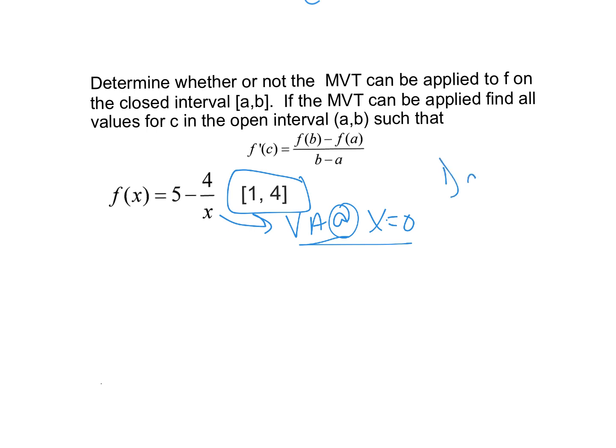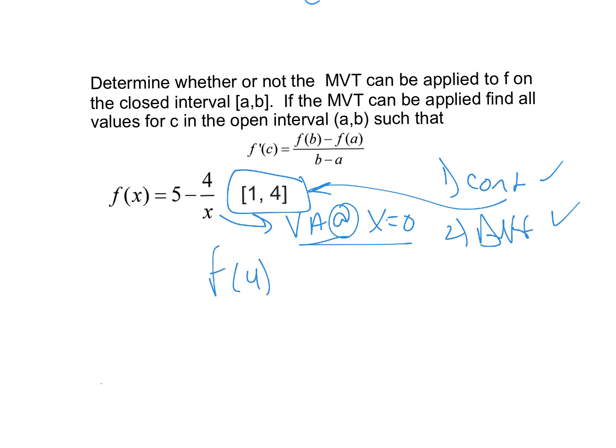So you want to say it's continuous within the interval and it is differentiable. We're allowed to keep going. So continuous, differentiable, you want to say that first because otherwise there's no point. But let's find our slope between the points first. So f of 4 minus f of 1 over 4 minus 1. Take a sec and find that for me. I'm going to pause. Tell me what you get.